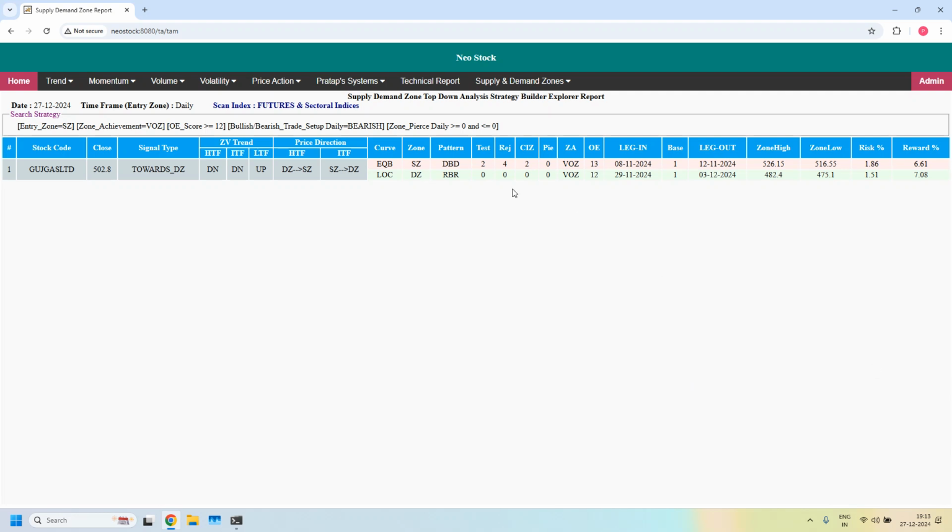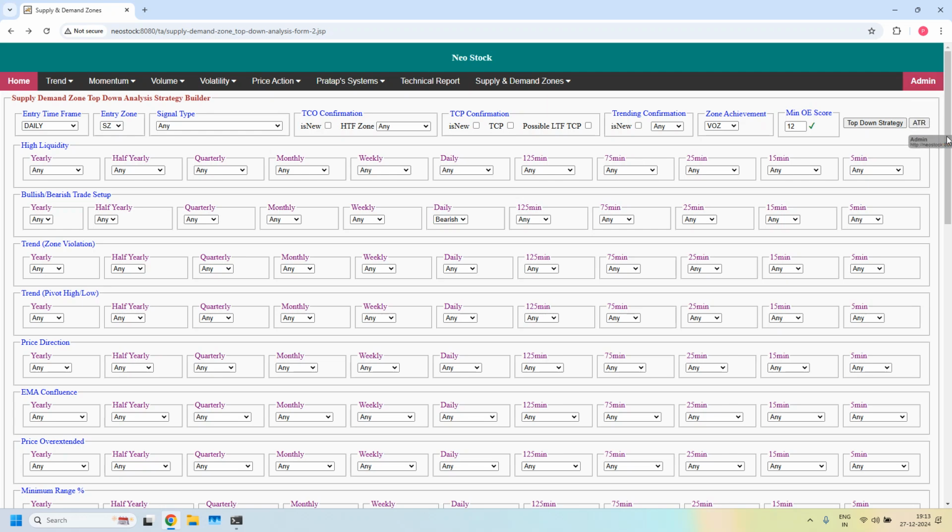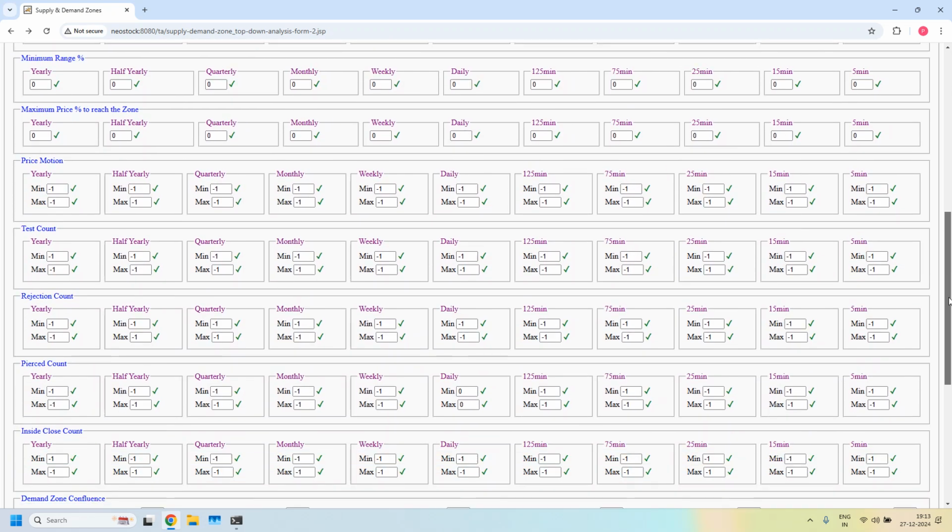So this daily supply zone is supporting a bearish trade setup for monthly income trade, and this entry zone is a daily supply zone. Let us check whether it is a high probability trade setup zone or not. First, let us set LTF and ITF supply zone confluence.